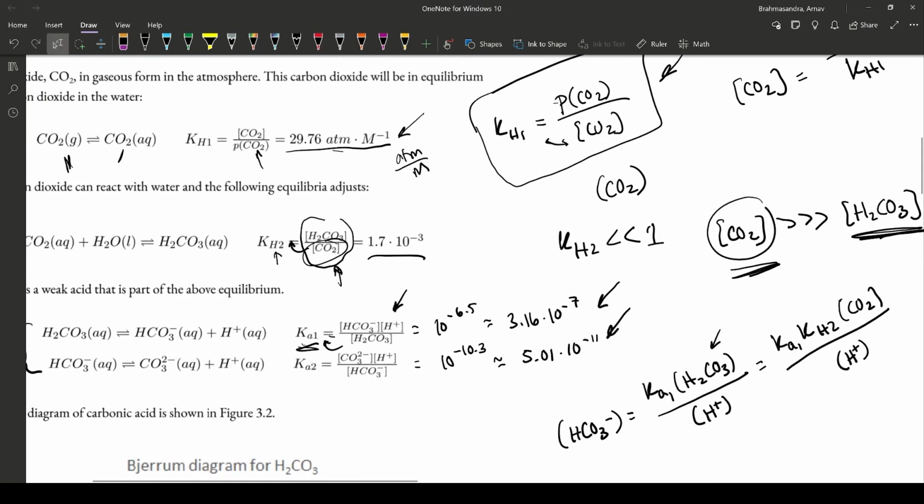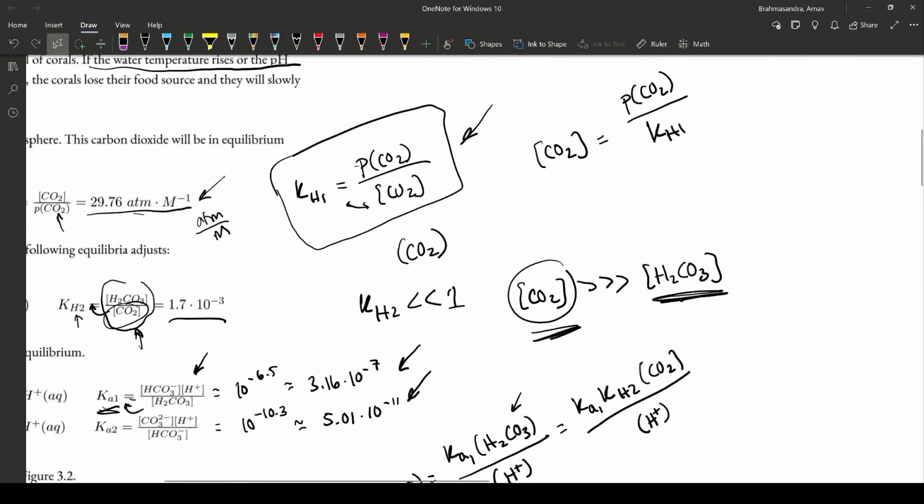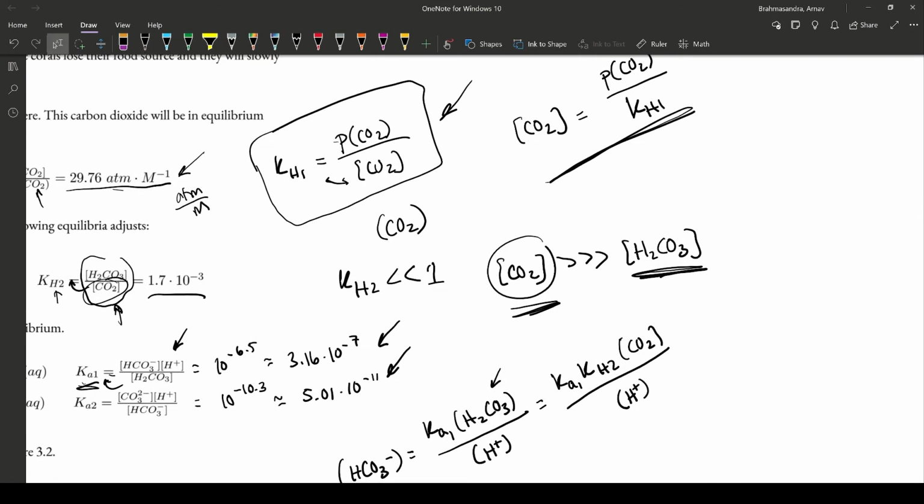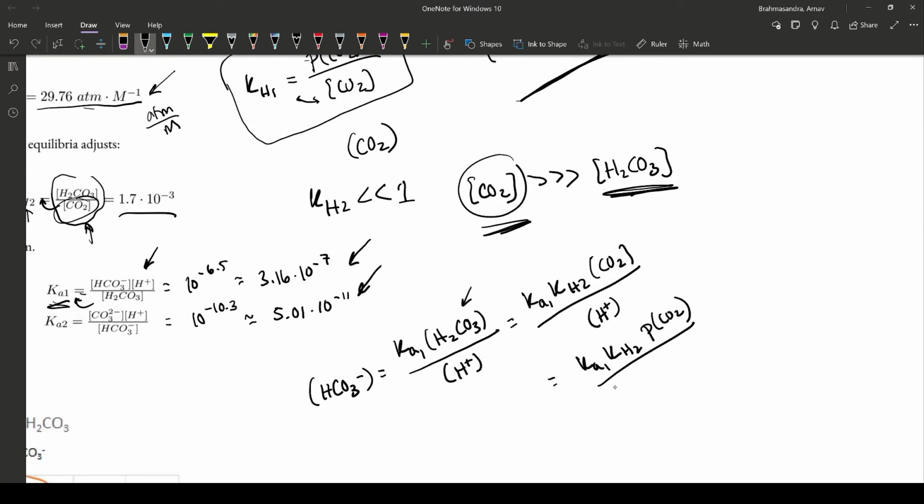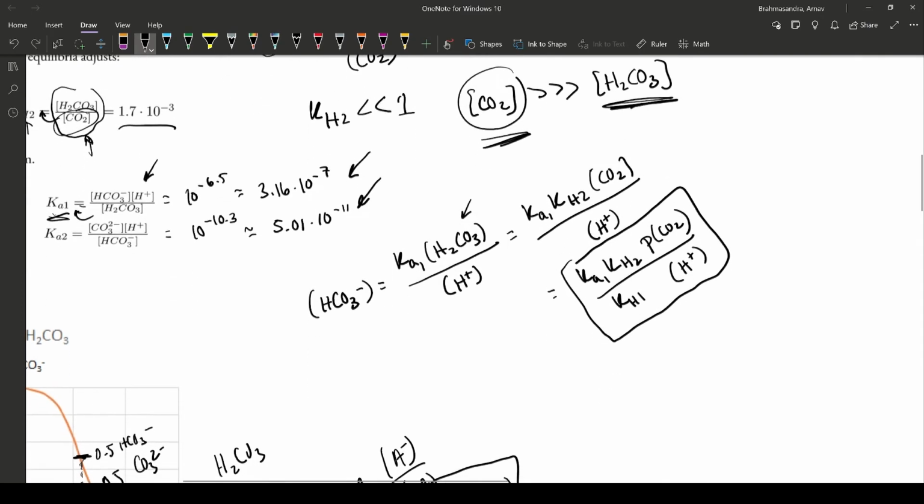And finally, if we look at our last equilibrium, KH1, we have that the concentration of CO2 is equal to the pressure of CO2 divided by KH1. So let's replace that again. Ka1, KH2, pressure of CO2, and then we have this divided by KH1, and we also have our H+ term. So now we've gotten our HCO3 in terms of pressure of CO2 and H+, which is exactly what we wanted.